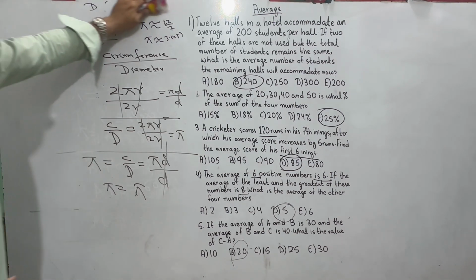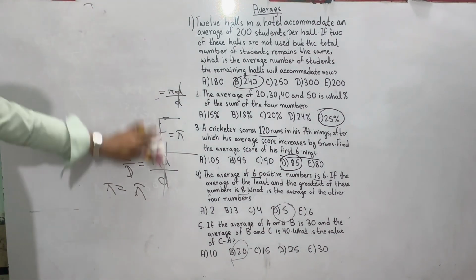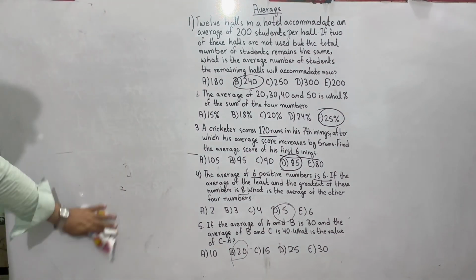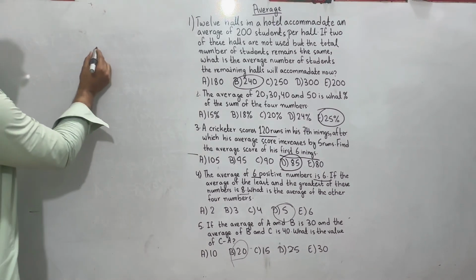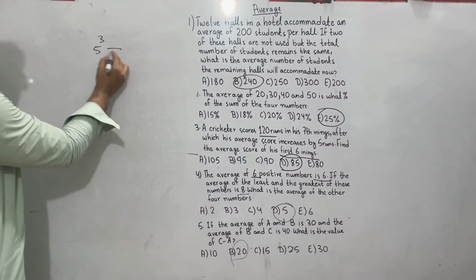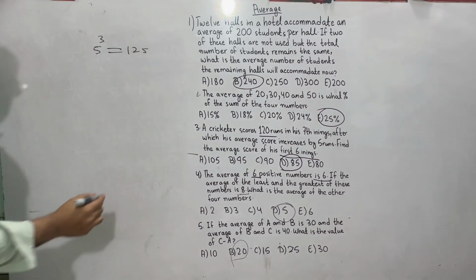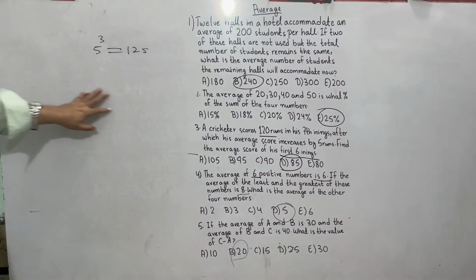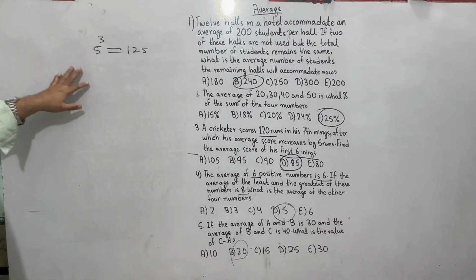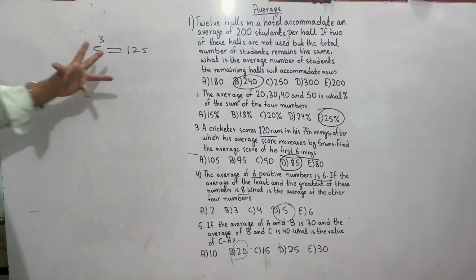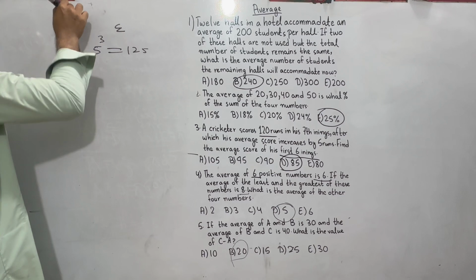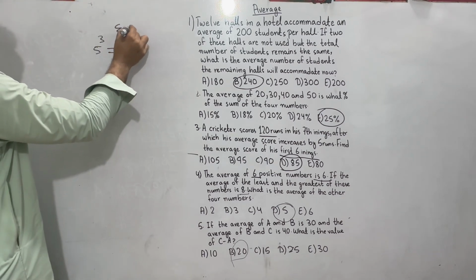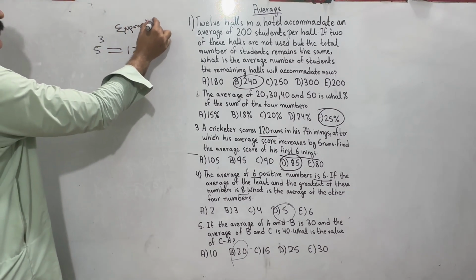Okay, moving towards another good question. What is the relation between the logarithmic form and the exponential form? Really very cool. It is 5 raised to 3 is equal to 125. One can verify: 5 into 5 into 5 is equal to 125. This is known as the exponential form.